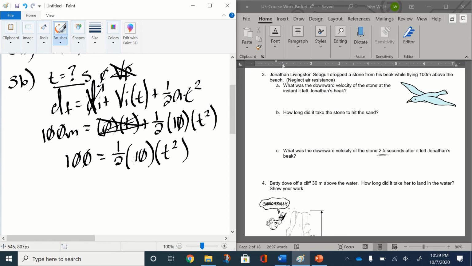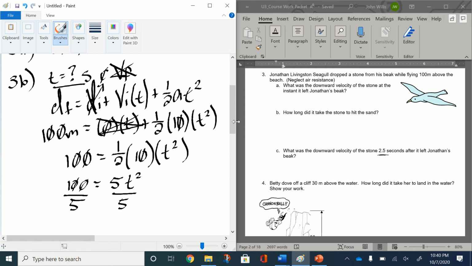Next thing I would do is simplify the 1/2 and the 10. So I'd leave 100 where it is. It's equal to 5t squared. We've got to get t by itself. Undo reverse order of operations. Move 5 first. You undo that multiplication and division before you ever touch any exponents or anything else.